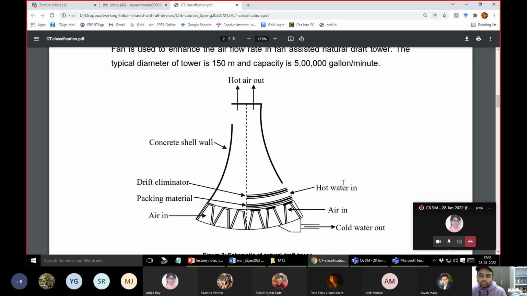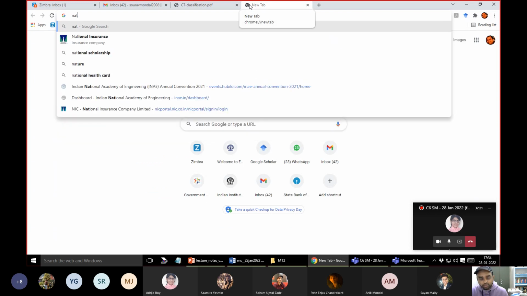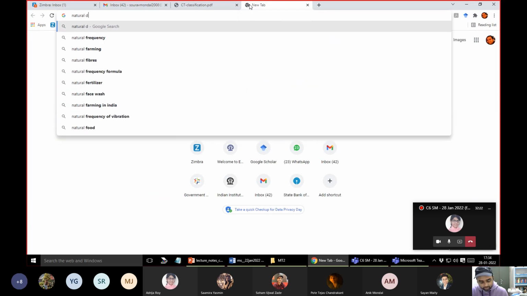Now in this unit, a part has this contact arrangement for the water. As you can see, the hot water will come in and make intimate contact with the air. And this is what we mean by the natural draft. I can also show you the natural draft.